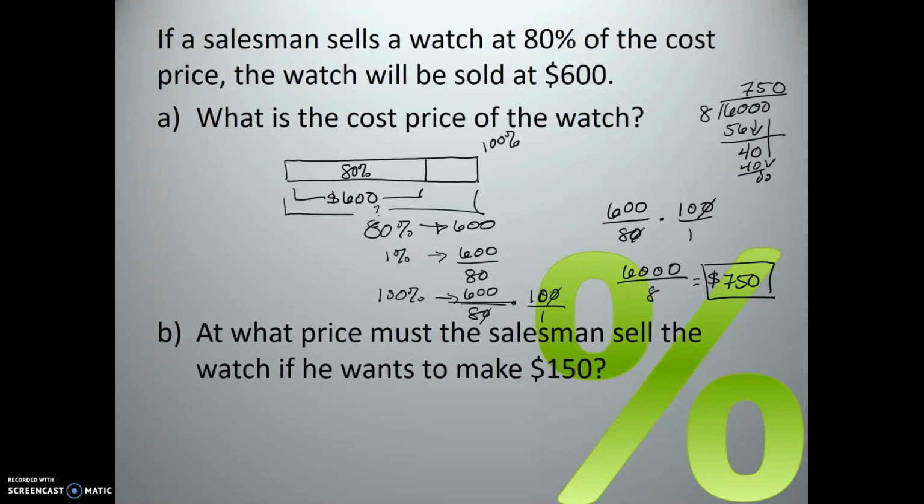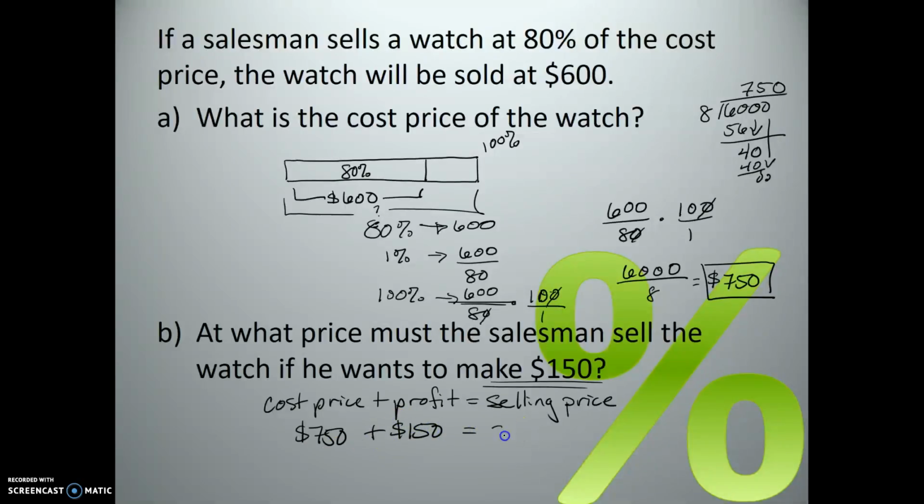Then it says, at what price must the salesman sell the watch if he wants to make $150? Okay, this is not a unitary method problem at all. We're just going to take that original price. We have the cost price, and if he wants to make $150, we're going to call that our profit. Cost price plus profit equals selling price. So our cost price is $750. He wants to make $150. So $750 plus $150 is going to equal $900. And that's how much he will need to sell the watch for.